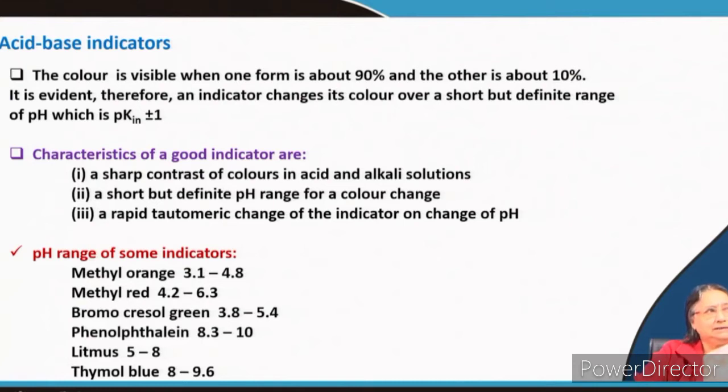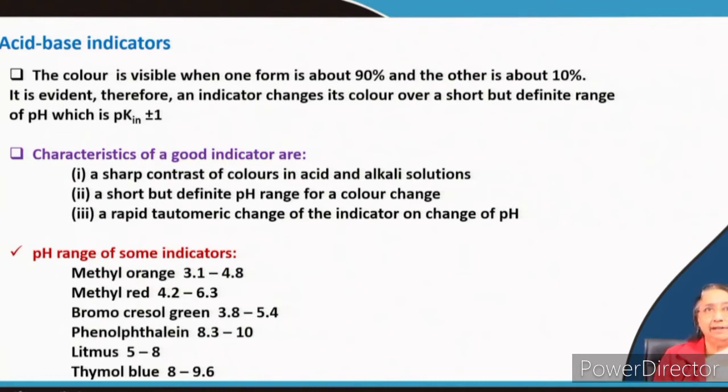Now comes the acid base indicators. When will we see colorless and when will we see the colored form? Because it is a mixture of two forms, one color will be predominating, because it is a titration, so you have to know that neutralization point. It is very important to know that the color is visible when one form is about 90% and the other form is about 10%. It may be 95% and 5% also, but at least 90% it should be, because if both forms are present 50-50, then you will not visualize the color. One form should be in excess.